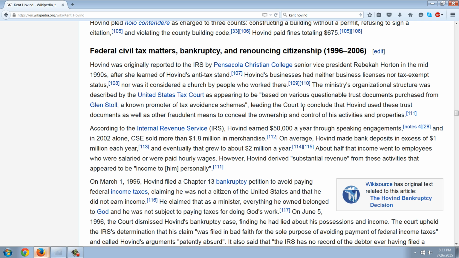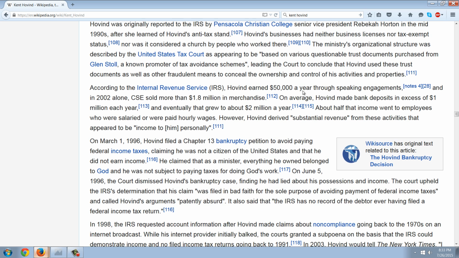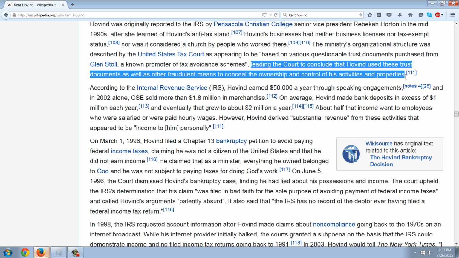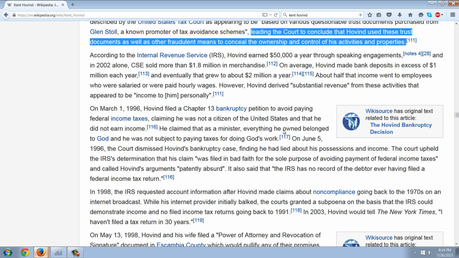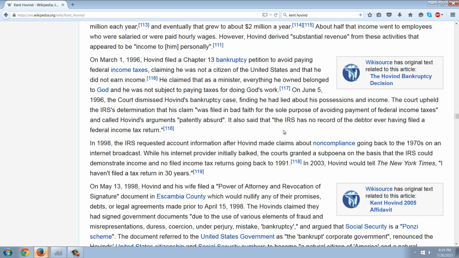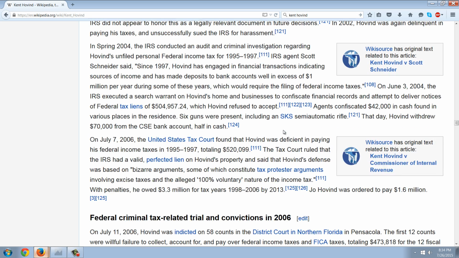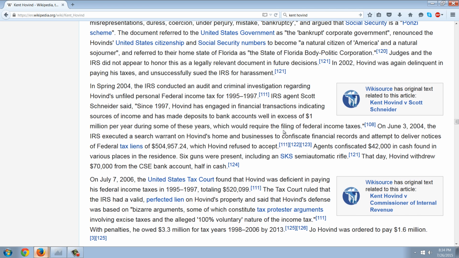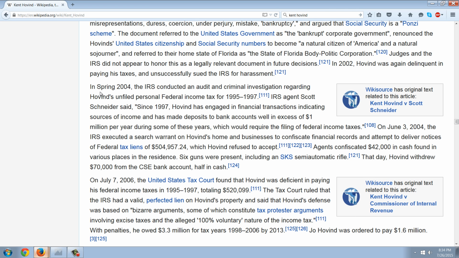The ministry's organizational structure was described by United States Tax Court as appearing to be based on various questionable trust documents purchased from Glenn Stoll, a known promoter of tax avoidance schemes, leading the court to conclude that Hovind used these trust documents as well as other fraudulent means to conceal ownership. And I've pointed out before, that was very poor advice and very poor decision making to go against the IRS. But again, that's not what the subject of the criminal charge was. The criminal charge actually had to do with structuring. And here's the criminal investigation.